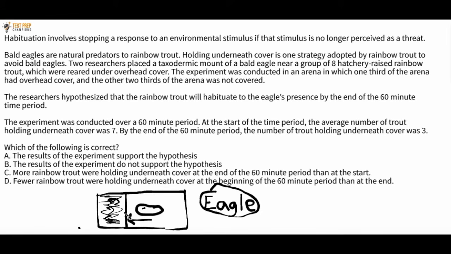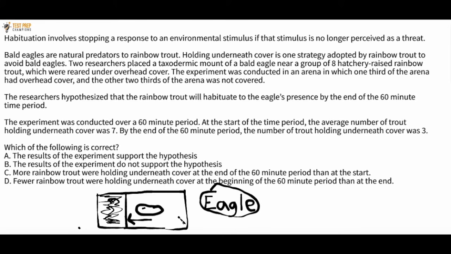And that's exactly what we see here, right? The experiment was conducted over 60 minutes. And at the start, the average number of trout underneath the cover was 7. All right, but then at the end of that 60-minute period, the number under the cover was 3, meaning that 5 of the 7 trout were just swimming around out in the open. And the results of the experiment do support the hypothesis here, all right?